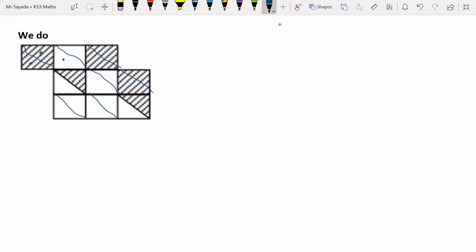Now my lines aren't straight, but if they were exactly diagonal down the middle, I would have 1, 2, 3, 4, 5, 6, 7, 8, 9, 10, 11, 12, 13, 14, 15, 16, 17, 18 equal parts. Each of those triangles is 1 part. How many of those are shaded? I'm going to do that in red. 1, 2, 3, 4, 5, 6, 7, 8. 8 of those are shaded. So my final answer is 8/18.